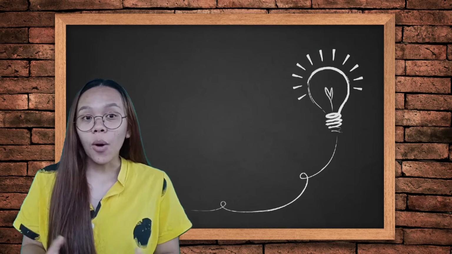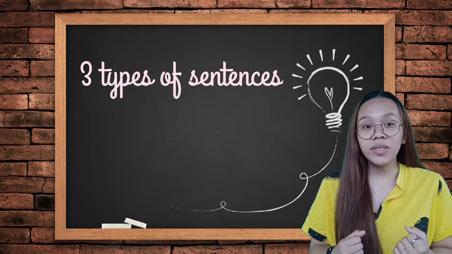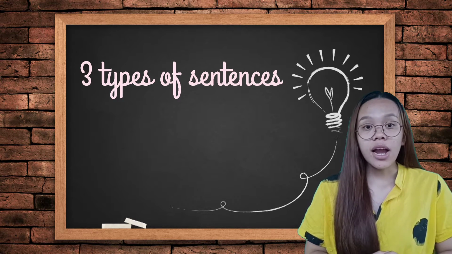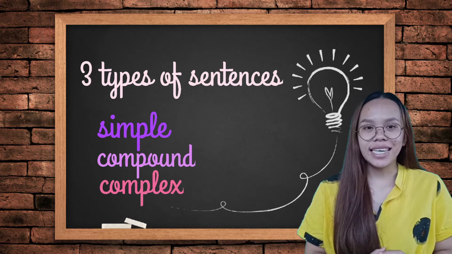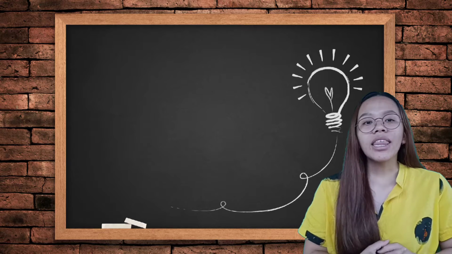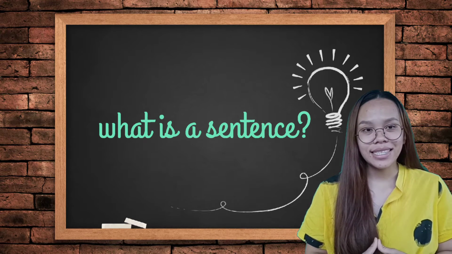In this video, I'll talk about the three types of sentences that we use in English. They are simple, compound, and complex sentences. But before that, I think we should discuss what a sentence actually is.